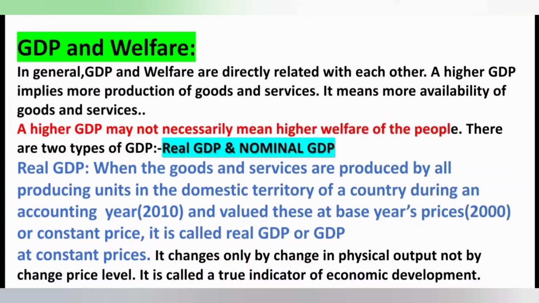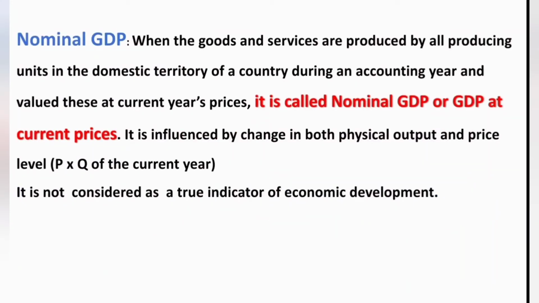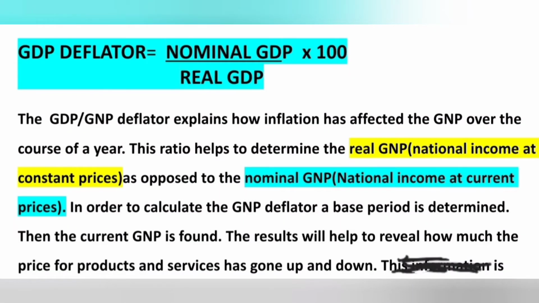So what is nominal GDP? When the goods and services are produced by all the producing units in the domestic territory of a country during an accounting year and valued at current year's prices, it is called nominal GDP or GDP at current price, that is, price of the current year into quantity of the current year. It is not a true indicator of economic development. So, if nominal GDP and real GDP are given, we can find out GNP deflator or GDP deflator. If it is GDP deflator, it is the domestic income concept. When we add NFIA, net factor income from abroad, it becomes GNP.